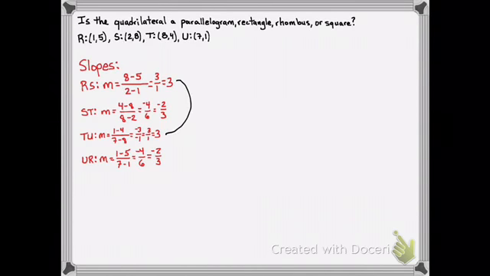I see that that slope matches the slope for side ST, and so that tells me I have two pairs of opposite sides that are parallel. So that information right there tells me at least, this is not my final answer, but at least I have a parallelogram. Let's do that in orange.